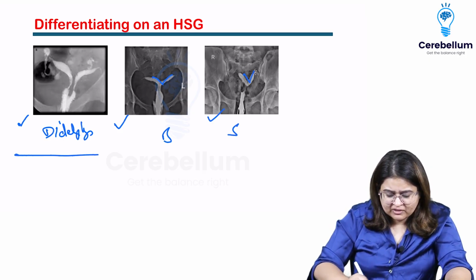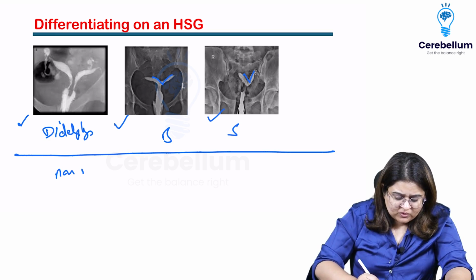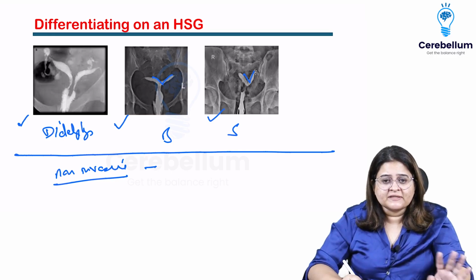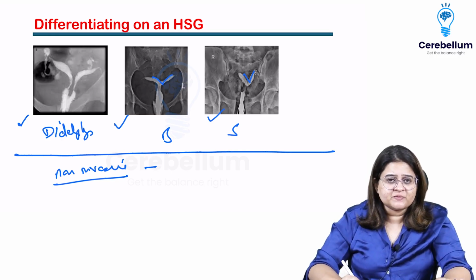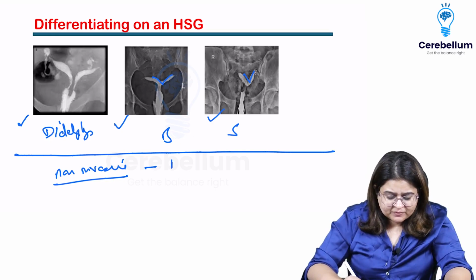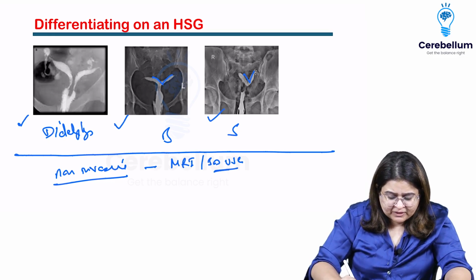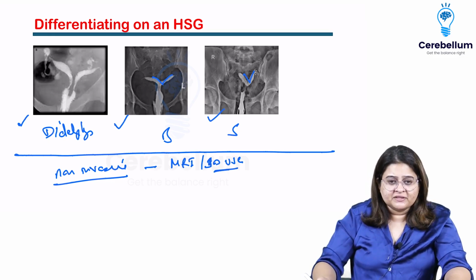So if you're asked the best non-invasive investigation, HSG is not the answer. HSG very poorly differentiates between the three. The best answer would be either an MRI or a 3D ultrasound. Okay, I would still put an MRI above a 3D ultrasound.